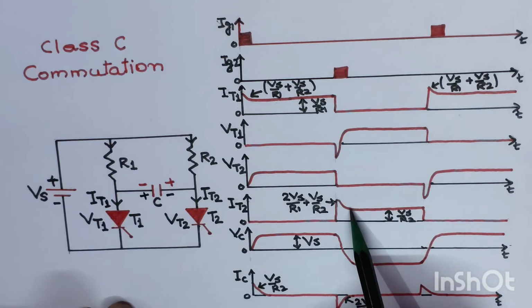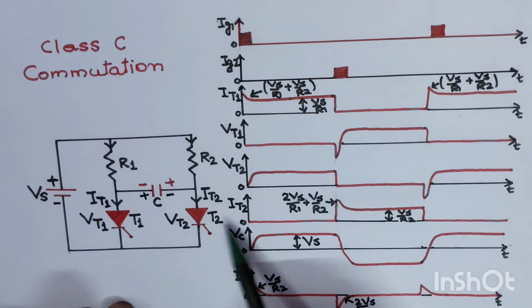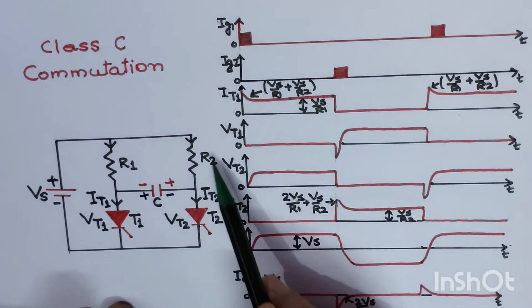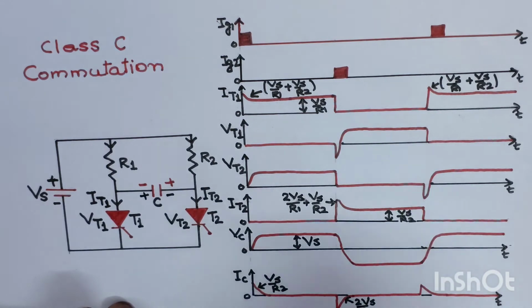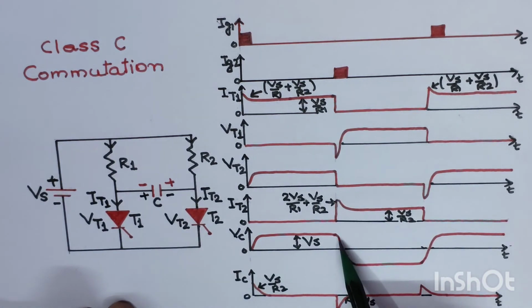But once the capacitor has got sufficiently charged, the capacitor current will become 0, and only one current will be flowing through the resistor R2, that is Vs by R2. Now in this situation the capacitor will start getting charged in the opposite direction. So the capacitor voltage Vc now charges in the opposite direction. Initially it was in the positive direction, and now it is charging in the negative direction.